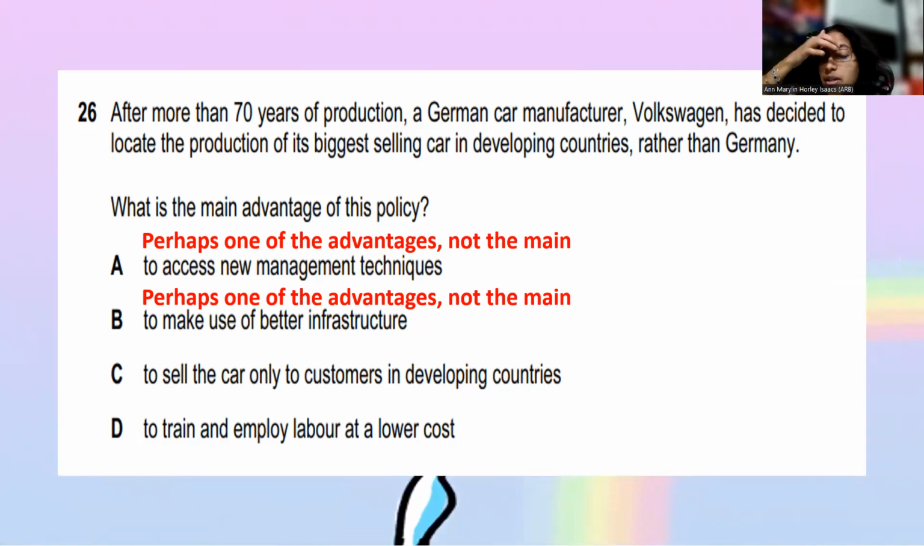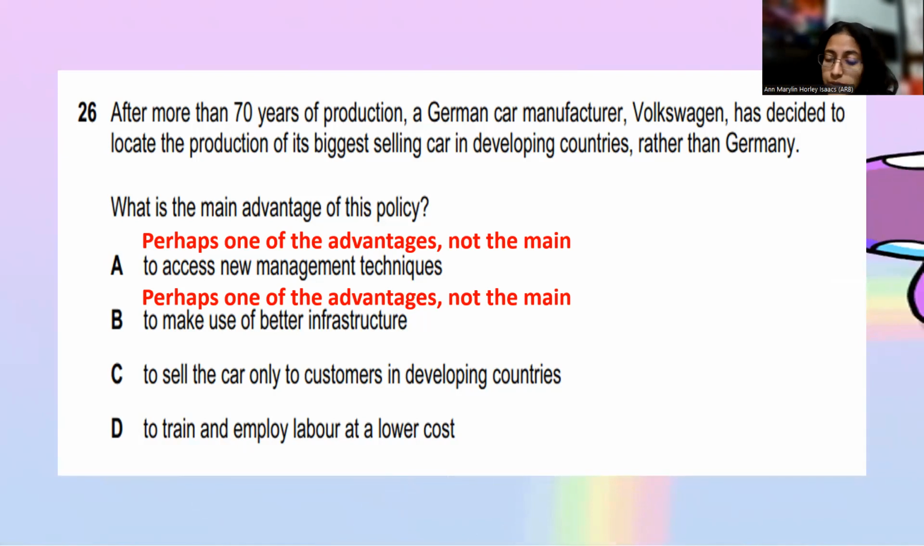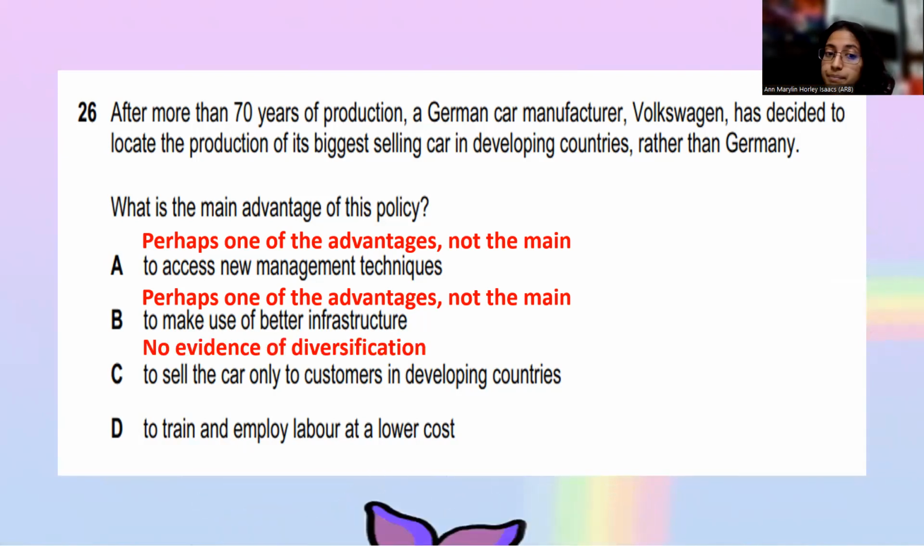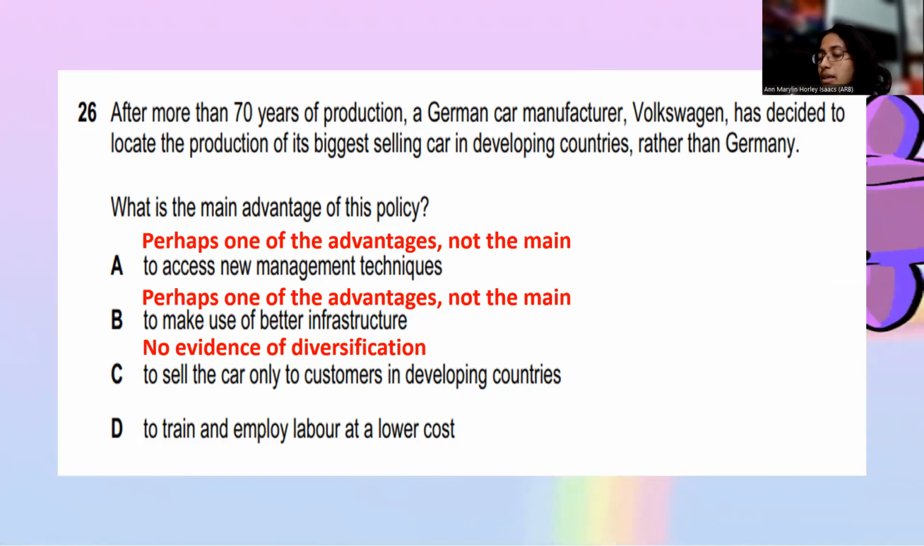To sell the car only to customers in a developing country, that's cute, but no. Volkswagen is selling across the world. It's good that they actually name Volkswagen because they're selling worldwide. Furthermore, there's no diversification mentioned in the question. They didn't say, oh, we are making that particular car for that particular country. No, they didn't do that.